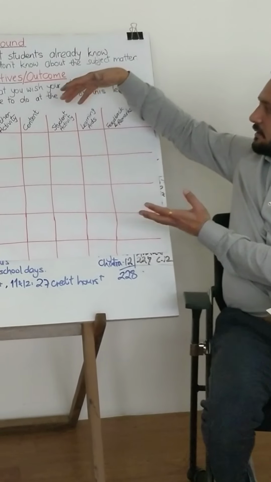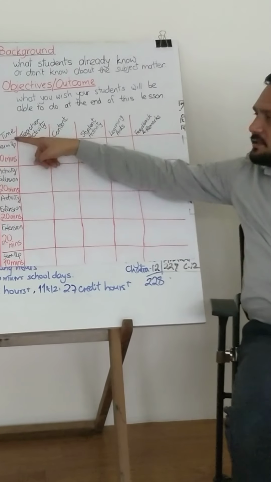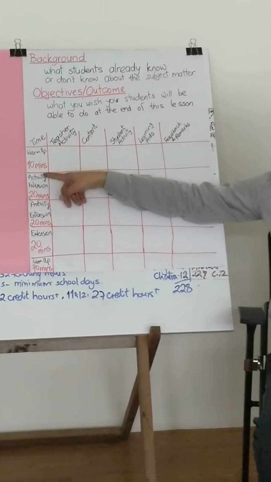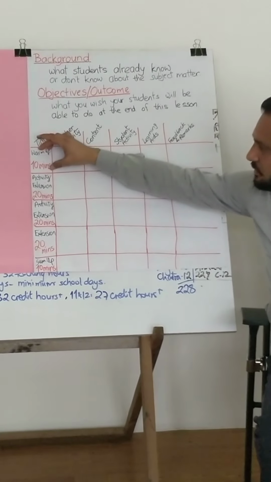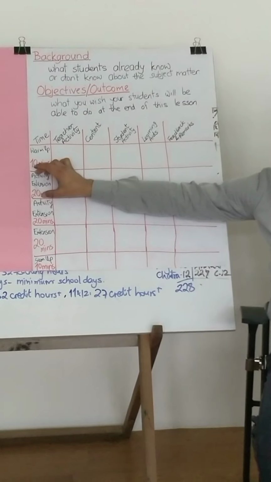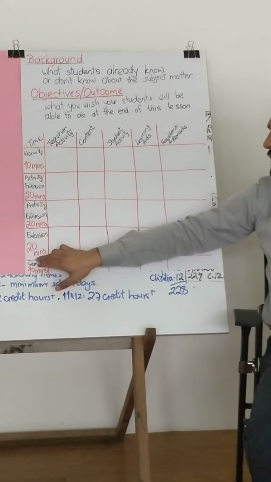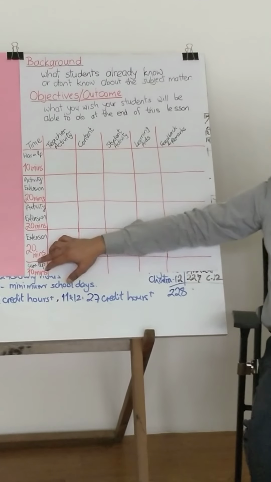Again, going back to the format, if it is an 80-minute lesson, probably this is one way the lesson can be divided. You start with a warm-up, then you go to one activity and another activity, maybe one more activity, and you don't end the lesson without a sum-up.